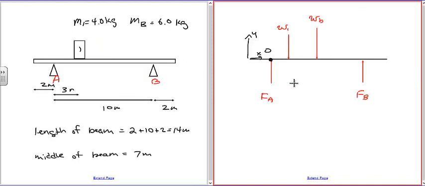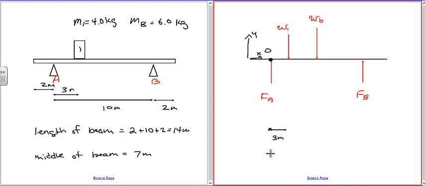So let's go back to this. We're going to base everything on this starting point. Now, there's no torque from force A because it goes straight through that point. The moment arm is 0. The distance from support A to the mass, well, we go 2 meters. Here it is, 3 meters. That's the distance to weight W1.